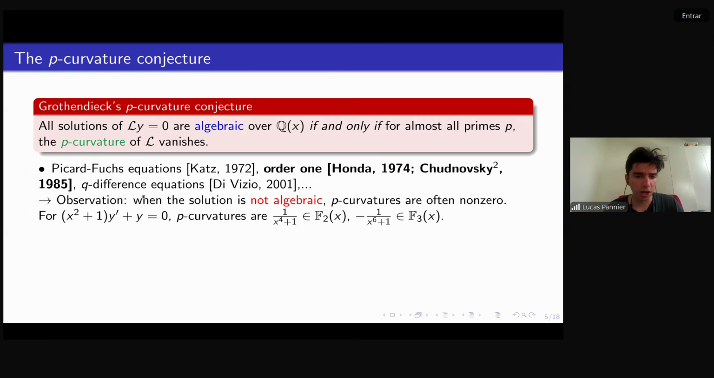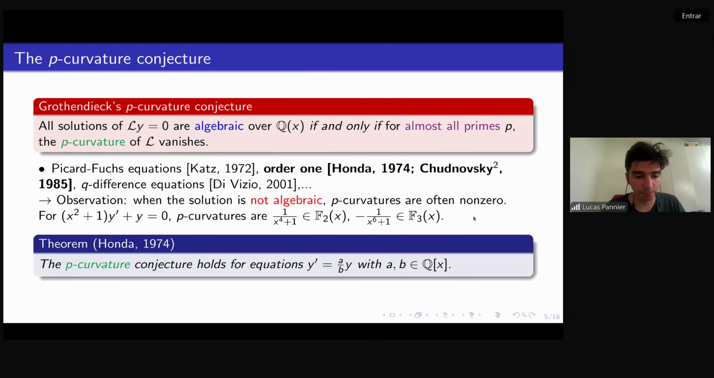But first, let us observe that when a solution of a differential equation is not algebraic, we observe very quickly that some p-curvatures are non-zero. This is an observation, not a theorem. So for instance, for this first order differential equation, the 2-curvature is non-zero, and the 3-curvature is also non-zero. This is Honda's theorem, as I was saying, that the p-curvature conjecture holds for equations of order 1 with rational coefficients over the rational numbers.